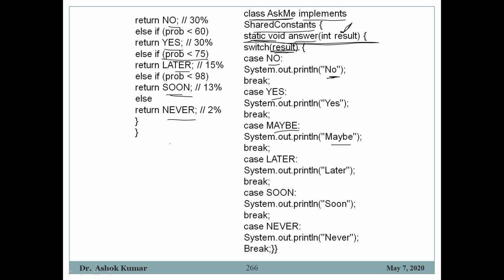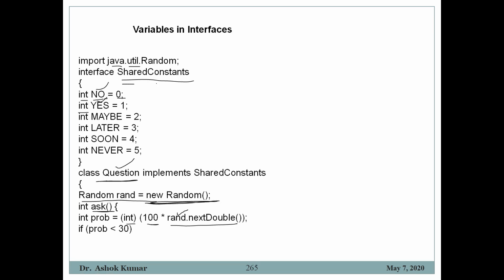So here we have used the constants that are defined in the interface. This is another use of interface: if you want a number of constants in your program, then you can create those constants within the interface, assign them some values, and you can use those named constants in your program anywhere.